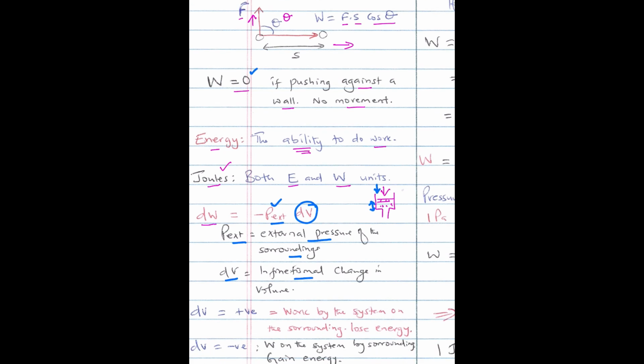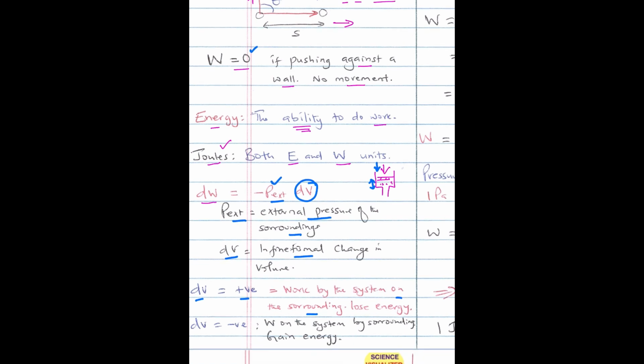Now the change in volume, delta V, is positive if work is done on the surroundings, that means work is being done by the system. So in the example that I just gave, the gas is the system. So if the gas pushes the piston, then you end up with expansion work, and therefore the change in volume is going to be positive because the system is doing work on the surroundings. So you say work is being done by the system on the surroundings.